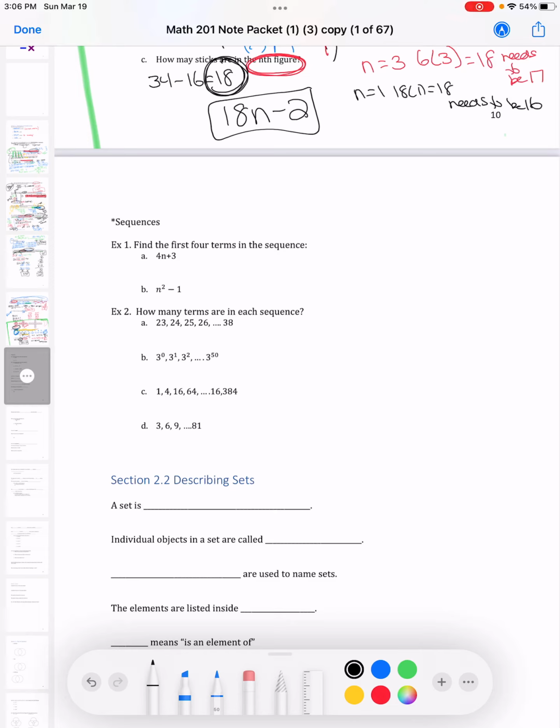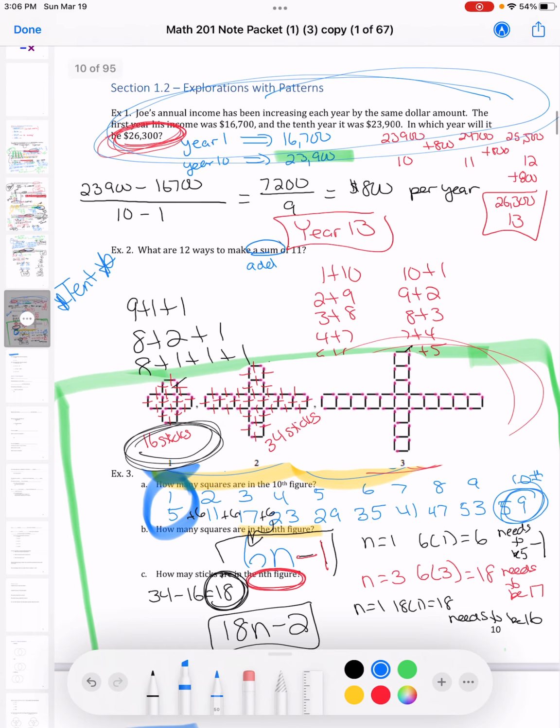So let's finish out section 1.2. No more word problems. We're going to get a little bit more technical. We're going to look at a sequence. And a sequence is just a list of numbers, and their fancy term is sequence. We've already worked with them.